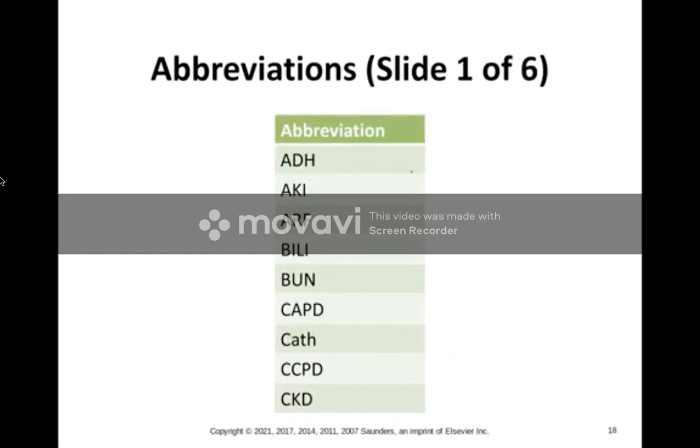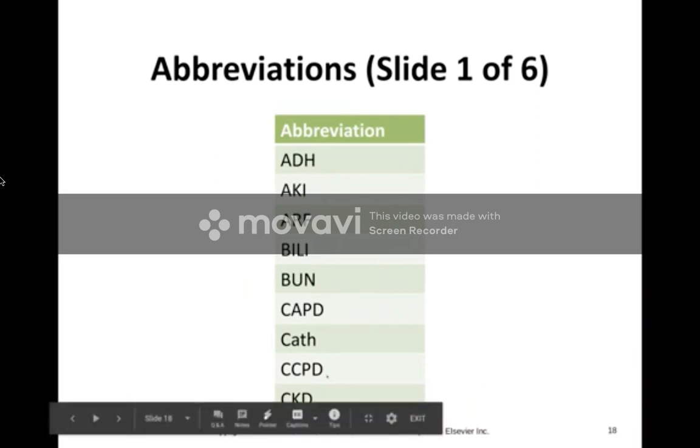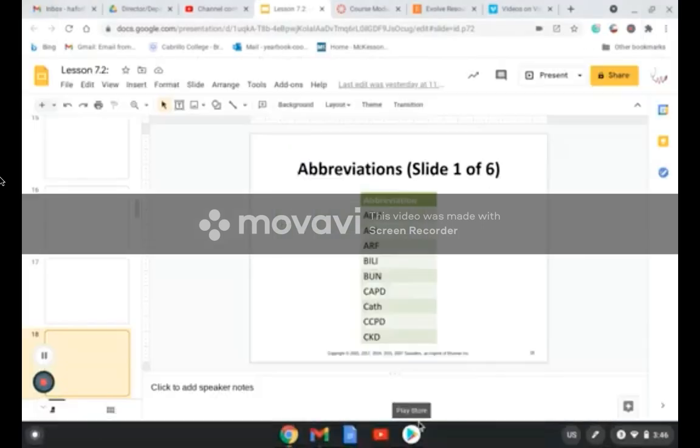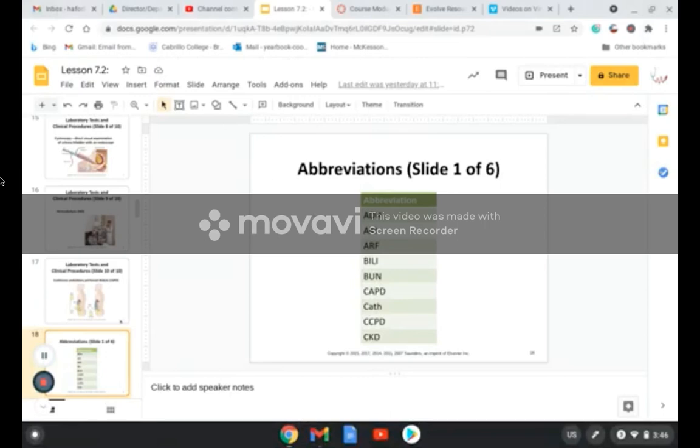So our abbreviations that we talked about are ADH, AKI, ARF, BILI, BUN, CAPD, CATH, CCPD, and CKD. So we need to make sure we know what all of these stand for. Okay, so I realize I should probably define all of those for you. ADH stands for antidiuretic hormone. AKI is acute kidney injury. ARF is acute renal failure.